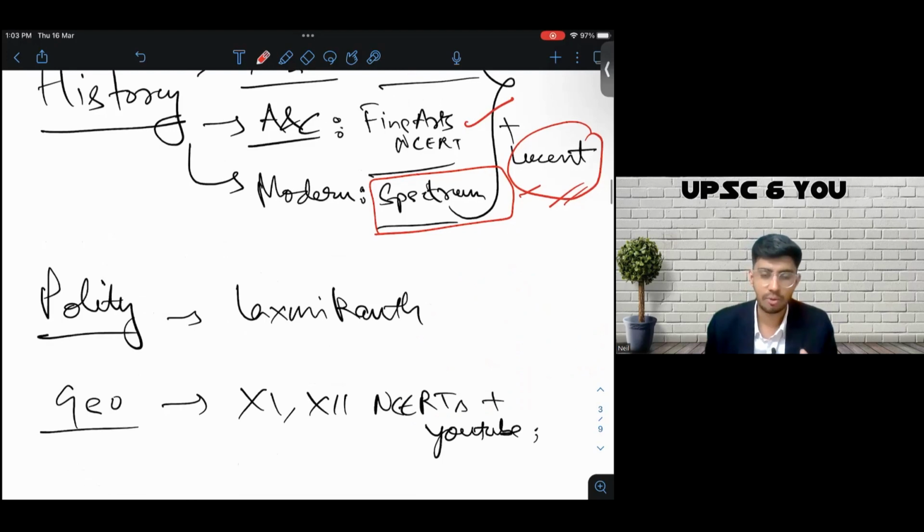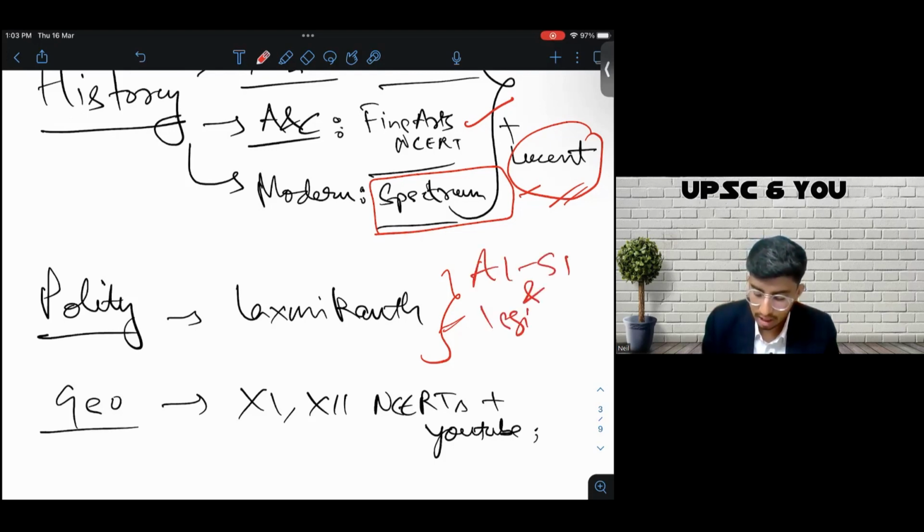Next up is polity. For polity, I mean Lakshmikant, I believe, is the Bible for polity. Just do it really well. Pay special emphasis to Article 1 to 51 and legislature. So this component should be internalized. I mean, there should be no 2 opinions about it. Anything outside the bounds of these 2 topics, you can do a cursory analysis of it and then use elimination or analyze previous questions to see the kind of themes UPSC is focusing on.